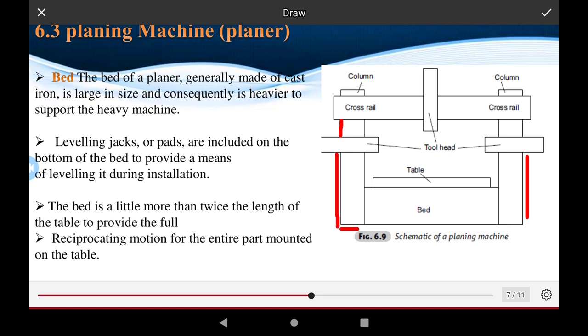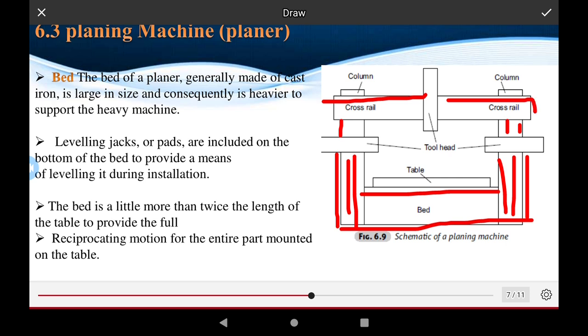This is the column of the machine, and this is the bed of the machine. This is the column, the support for the machine's members. This is the column, and this is also a component of the machine. Okay, this is the cross slide, this is the column, this is the column of the machine, and this is the tool head.